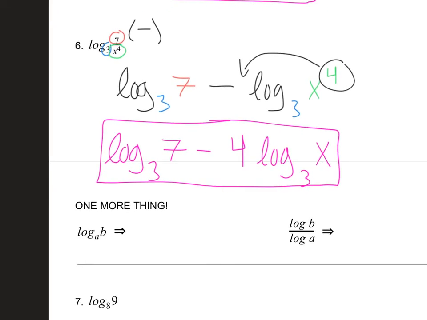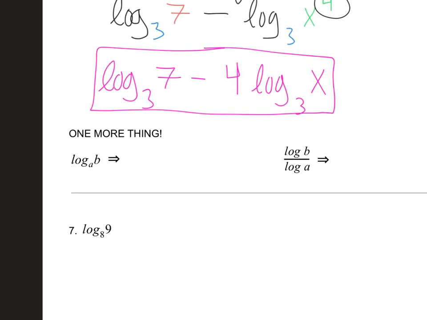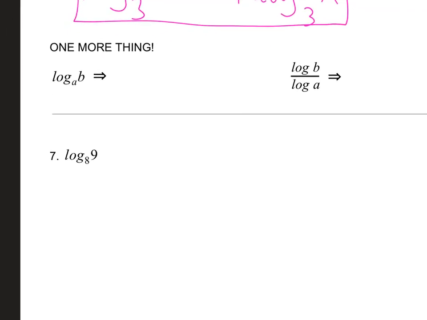If you can expand them and you can condense them like we've done in those first 6, you're going to be just fine. Right, and then one more quick thing at the end here. This is called the change of base formula. So actually let me write it in a different color here. Let's do red. So this is the change of base formula, right? So this is actually really important as well.